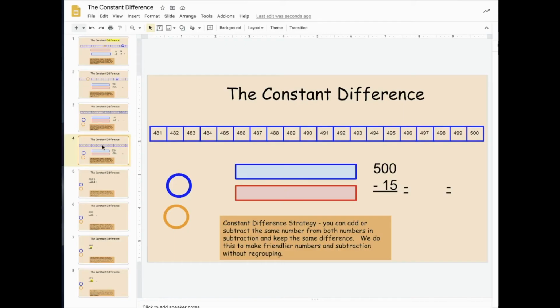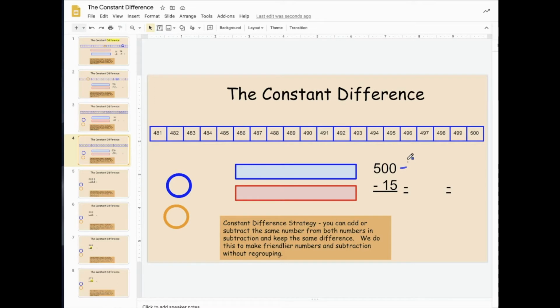Here's a subtraction strategy called the constant difference. Why regroup when you can use the constant difference? Let's find out how. Now we have 500 minus 15. Let's see if we can do it the constant difference first.